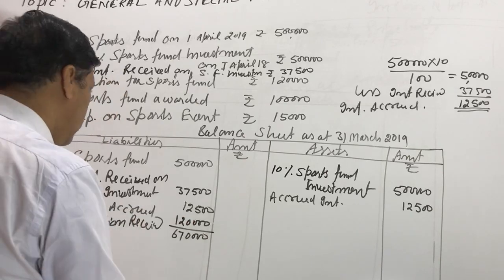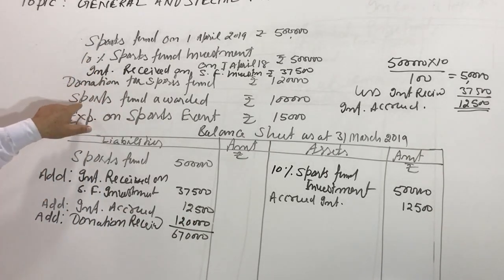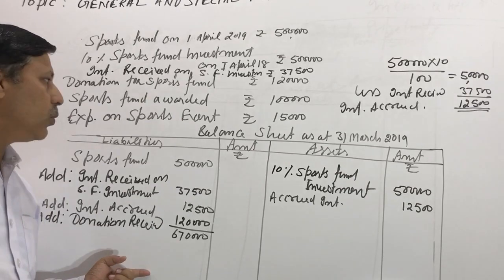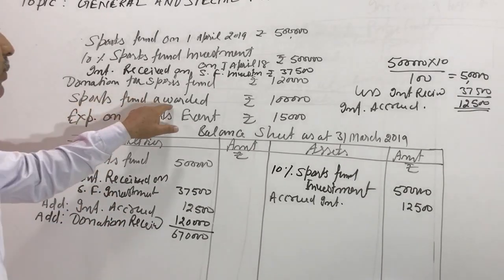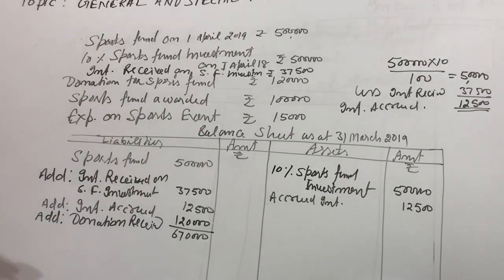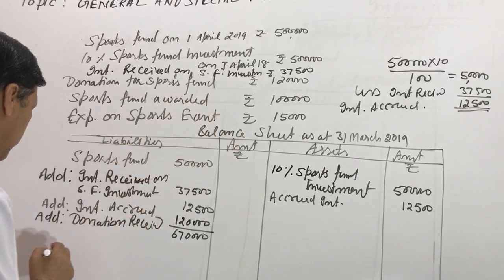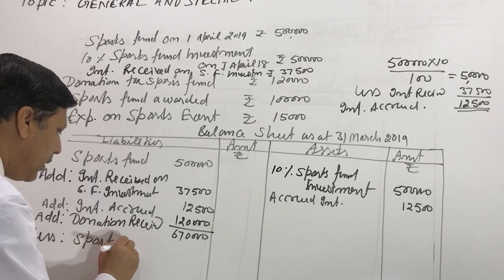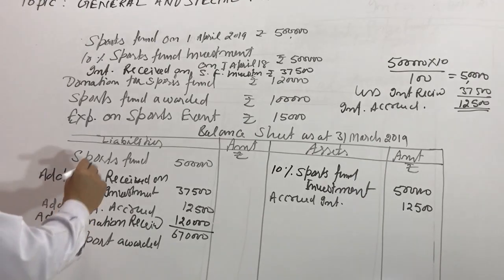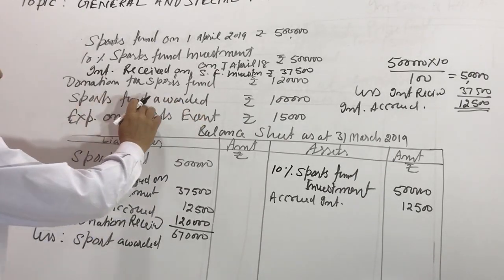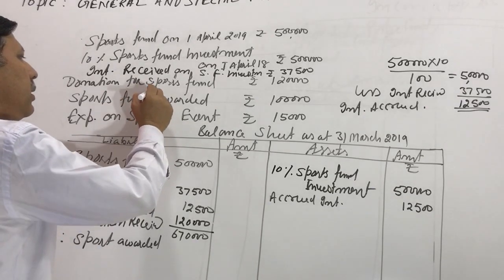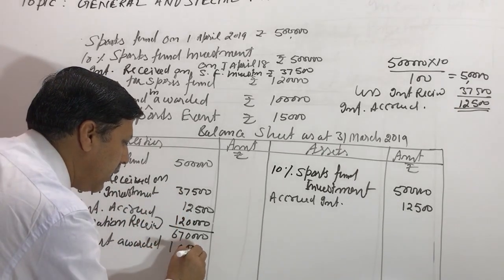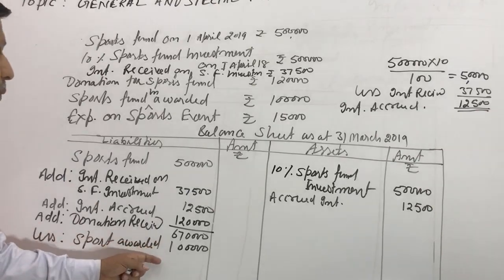6,70,000. Now next one is sports fund awarded. This is an expense, and it reduces our specific purpose fund because we spend some money on sports fund awarded. Sports fund awarded, some awards are there, then it will be deducted. Awarded, given, or prize is given. You can say sports fund used in awarded, or you can say prize awarded, and it is rupees 1 lakh, right? And we can deduct 1 lakh from here.